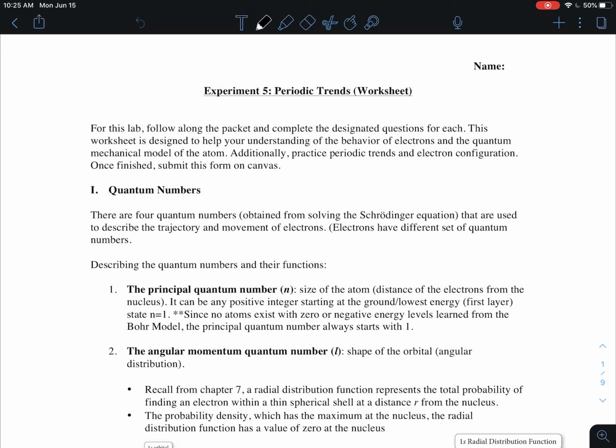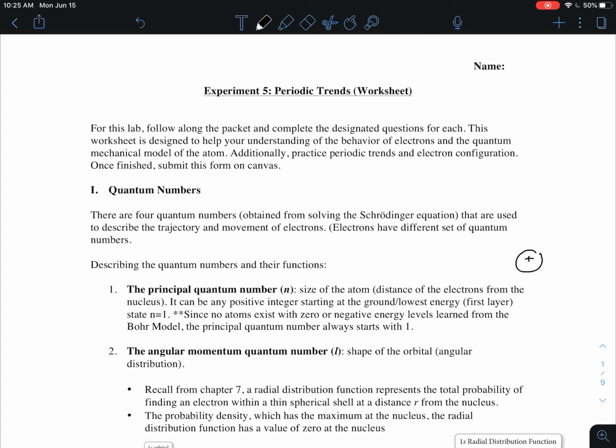an electron. But there's a little bit more to that, which are quantum numbers. So these 4 quantum numbers are from the Schrödinger equation that was solved, which helps us describe the trajectory and movement of electrons. Electrons have different sets of quantum numbers, describing the quantum numbers and their functions.